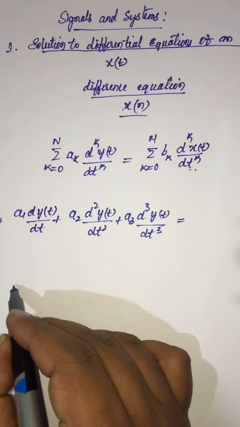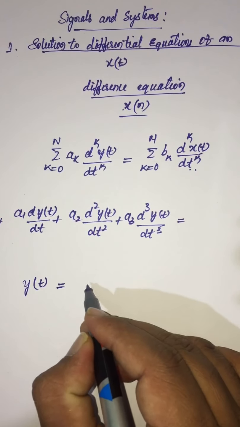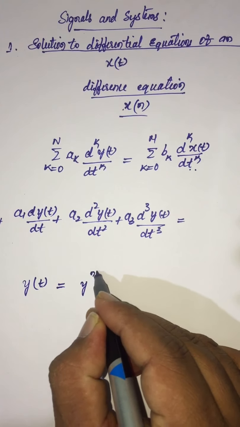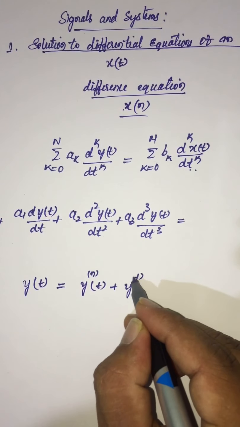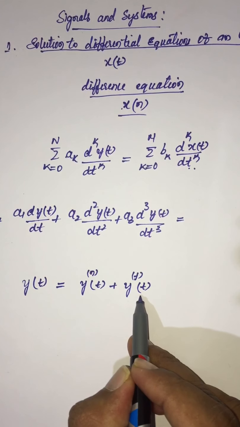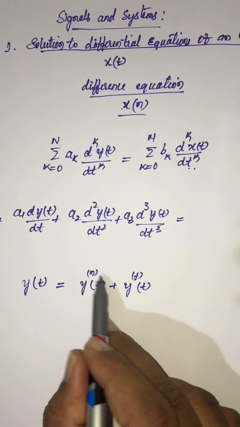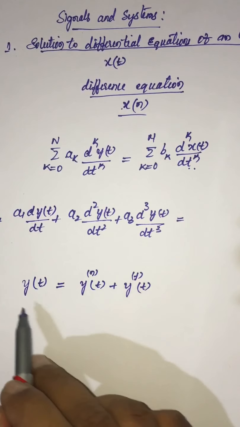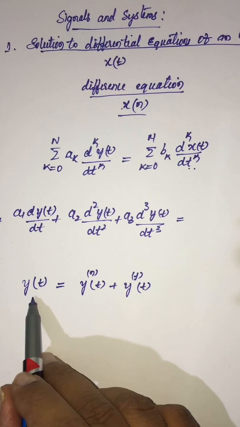Now the total response y of t can be obtained by adding two responses. One is natural response denoted by y to the power of n of t, plus forced response y to the power of f of t. The sum of natural response and forced response gives me the complete solution y of t. This is the natural response notation and this is the forced response notation, and the sum of these two gives me the complete solution y of t.